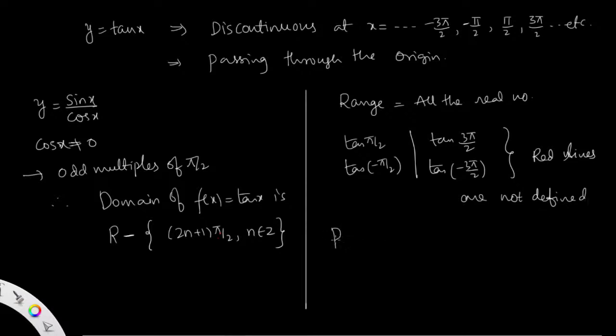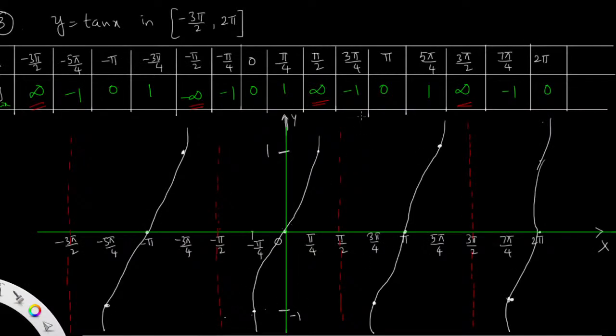Periodicity is nothing but the same graph repeating. That means every pi radians the graph is repeating. The graph is the same up to this part, and from pi by 2 to 3 pi by 2 this is also pi. Every pi units the graph is the same. When the graph repeats over and over again, that is said to be periodicity.